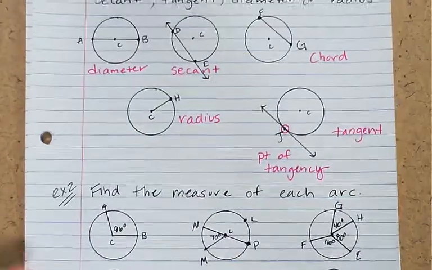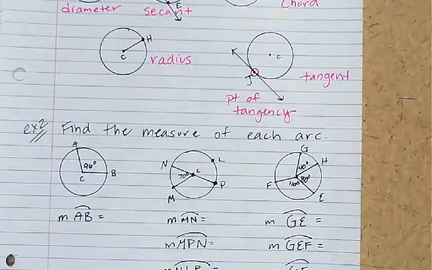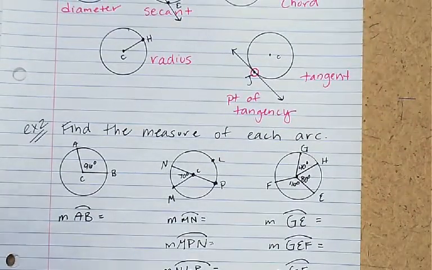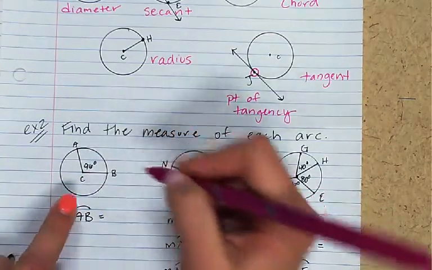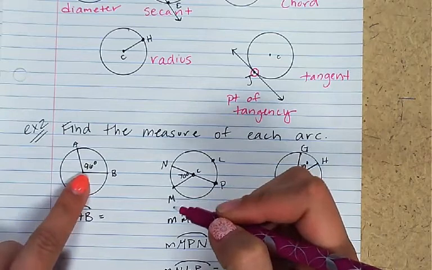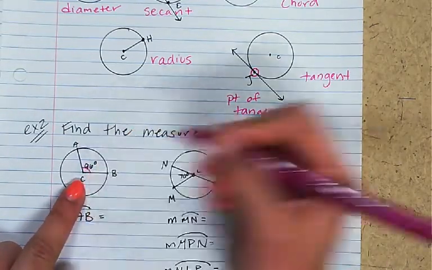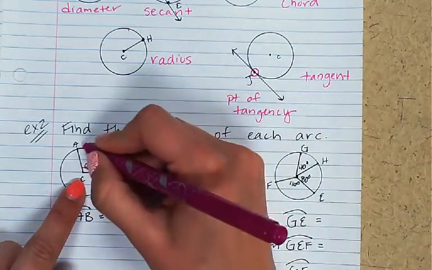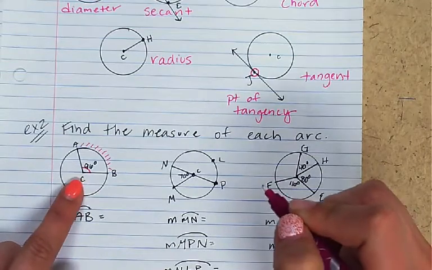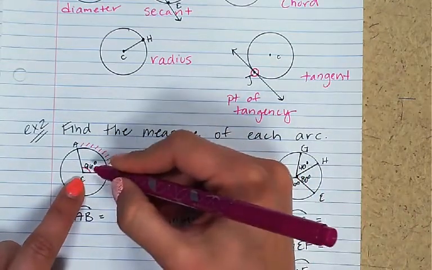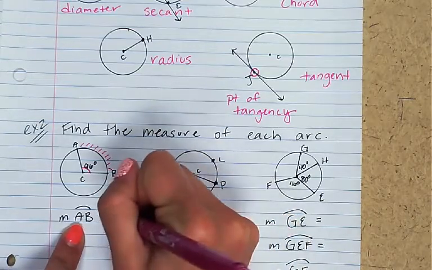Okay, so on our next example, it says find the measure of each arc. So if you have an angle whose vertex is the center, it's called a central angle. So angle ACB here, since its vertex is the center, it's a central angle. And the way it works is the measure of the central angle is the same as the measure of the arc that it creates. So if ACB is 96 degrees, the measure of arc AB is also 96 degrees.